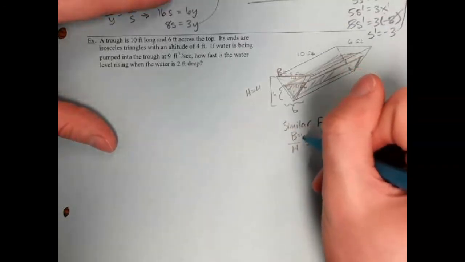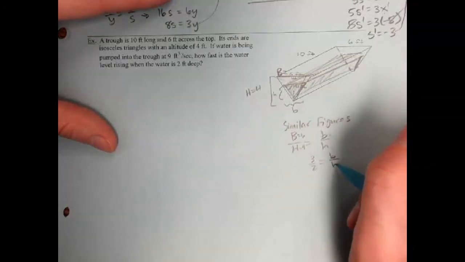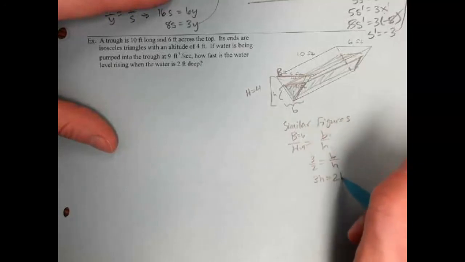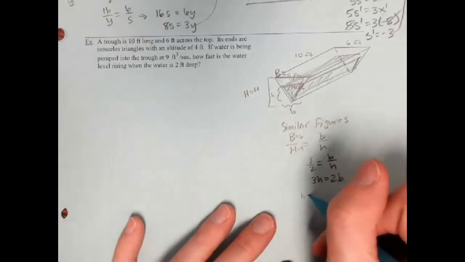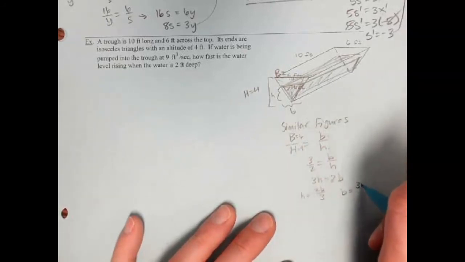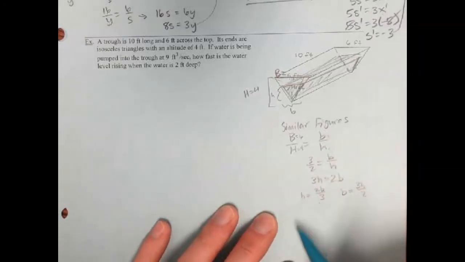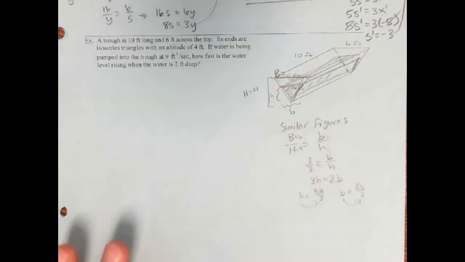That was 6, this was 4, so it looks like I've got 3 over 2 is b over h. Cross multiply, 3h equals 2b, and now I've got some way that these two variables are connected together. So if I had to solve for h, it would be 2b over 3, or if I had to solve for b, it would be 3h over 2, right? So if I had to make a substitution, I could change the h into 2/3 b, or I could change the b's into 3/2 h, right? If I had to get rid of one and turn it into the other, I would be able to do so. And it really doesn't matter which one I know and which one I need to get rid of. You could do either way.